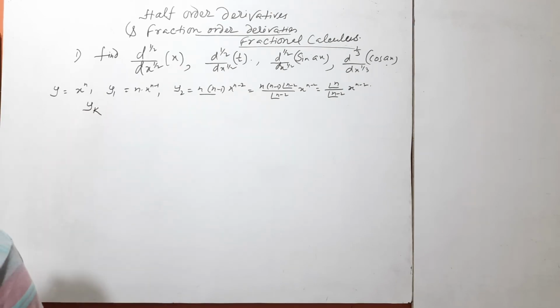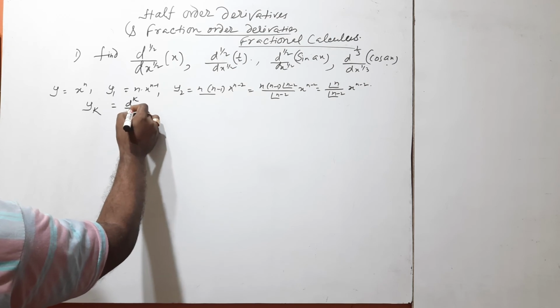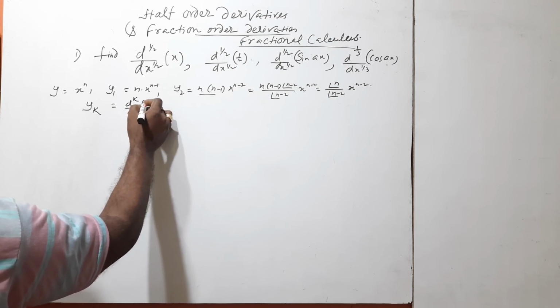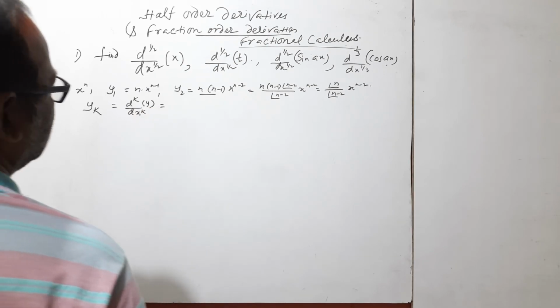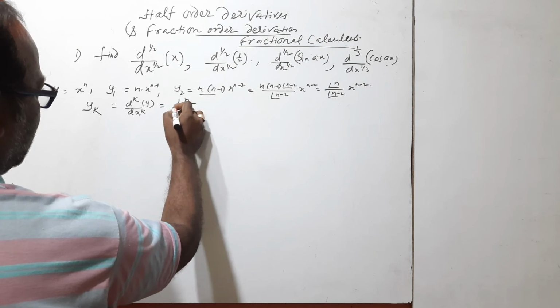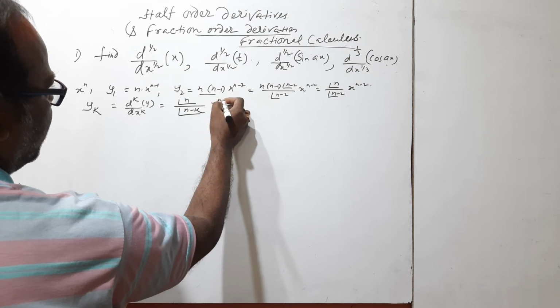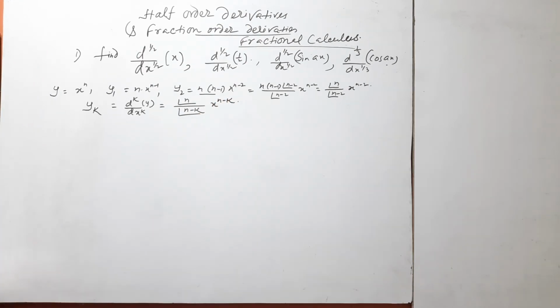The notation is y suffix k, and that would be the kth order derivative of y. The theorem is that it equals factorial n over factorial n minus k, and x to the power n minus k. In that case, k is an integer. This is the first order, second order, third order, like that.